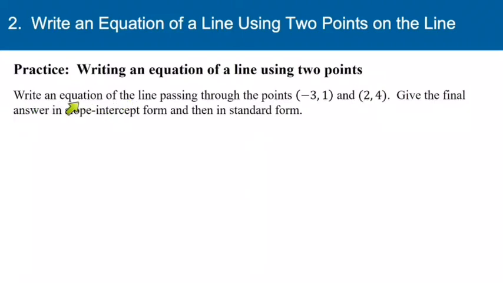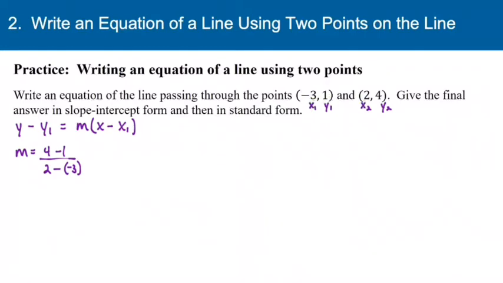Because it says write the equation of a line, I know that I need to start by thinking about my point slope formula. And I need to know one point on the line and a slope. I was not given a slope, so I'll have to use these 2 points to calculate my own slope. So I'm going to label these 2 points as x1, y1 and x2, y2. And so now the slope will be m equals 4 minus 1 over 2 minus negative 3. y2 minus y1 over x2 minus x1.